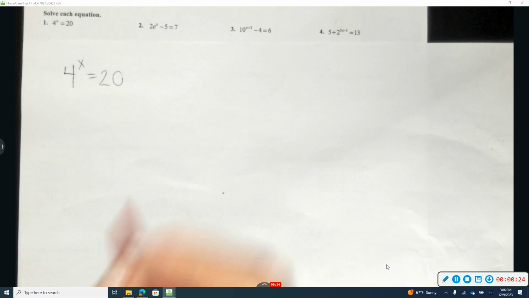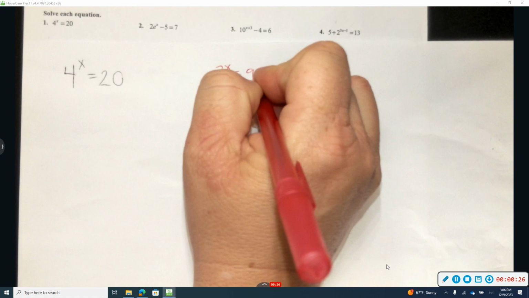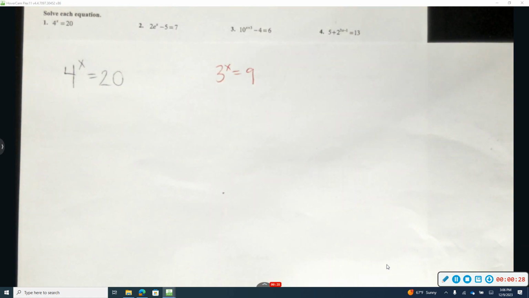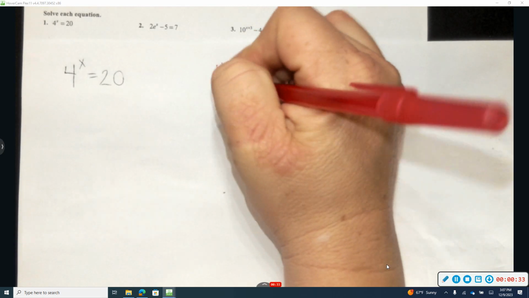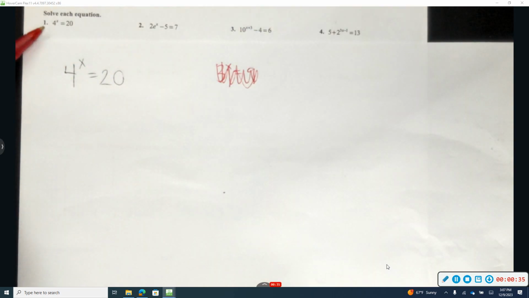So you may get an answer like this, but it's not necessary for us to use logarithms here. We could use them, but we know the answer is x equals 2. In this problem, a common misconception for number 1, logarithm equations, try these. A common misconception is 5. Students think 4 times 5 is 20. Notice that the x is in the exponent position.